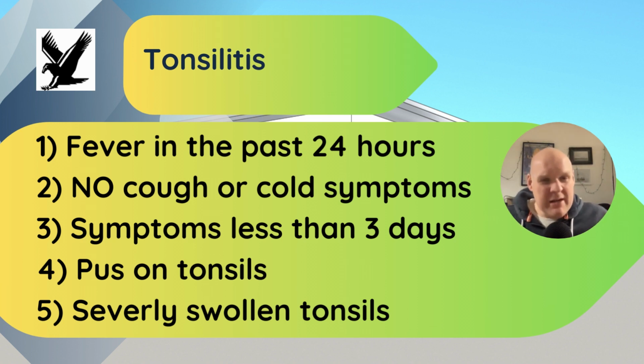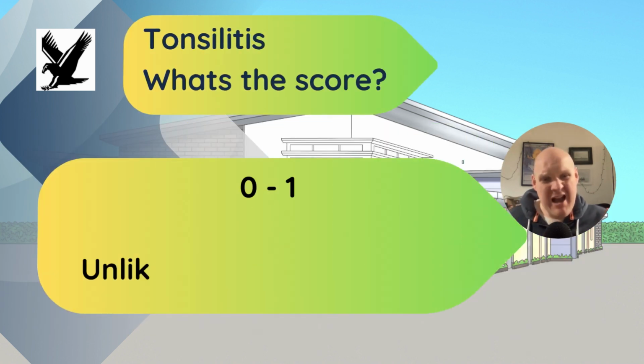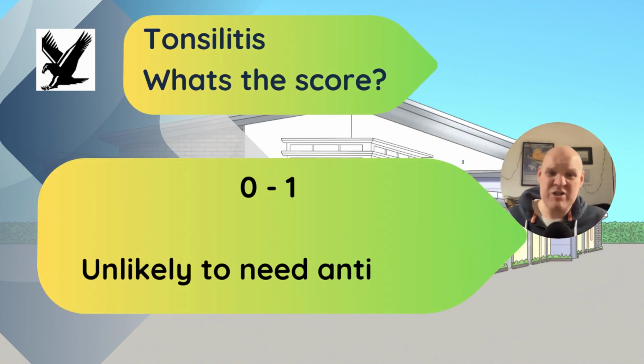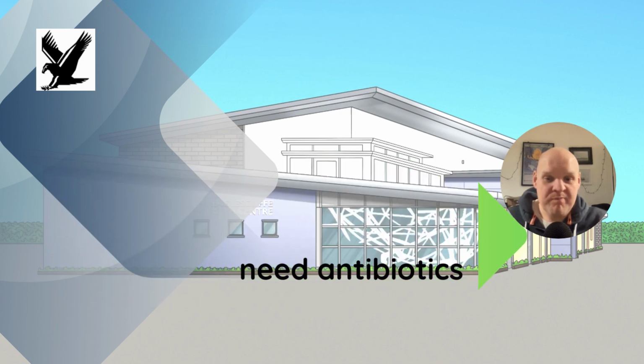Symptoms should be fairly rapidly onset, so any more than 3 days, it's very unlikely to be bacterial. And also looking at the tonsils themselves, they need to have a big white, loads of pus on them, and also be severely swollen. So we take those 5 symptoms and we score them, okay? If you score 0 to 1, you don't need antibiotics. Generally, it's most likely viral.